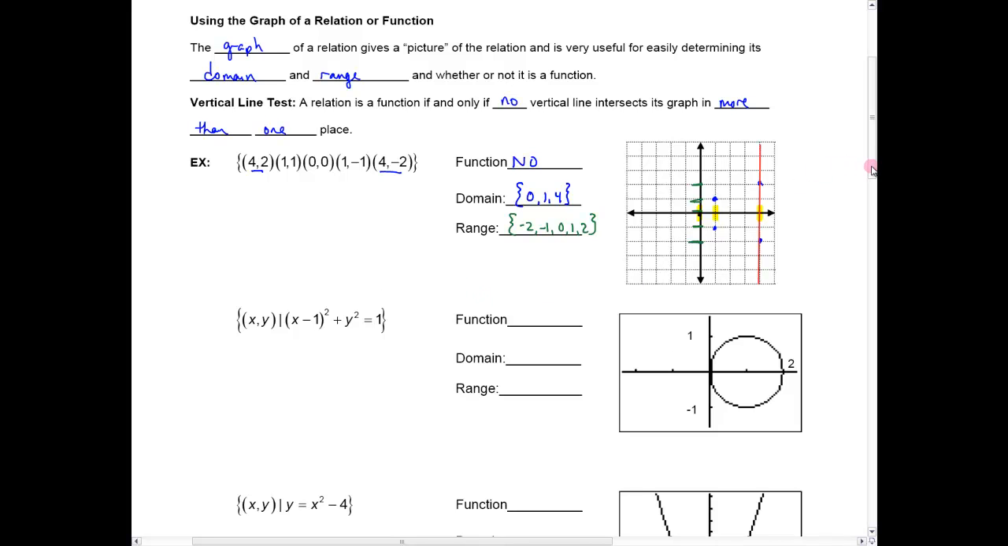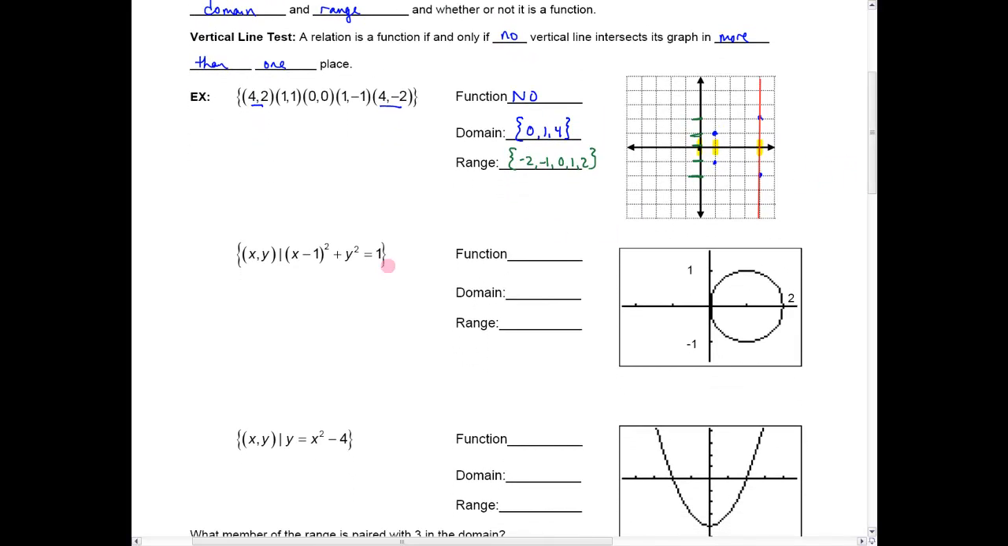So let's look at another, more interesting example here. Most of the relations or functions that we have in algebra have an infinite number of ordered pairs, and so we can't just list them like I did in that first example. So here's a set of ordered pairs (x, y) such that I'm going to describe it using this formula: (x - 1)² + y² = 1.